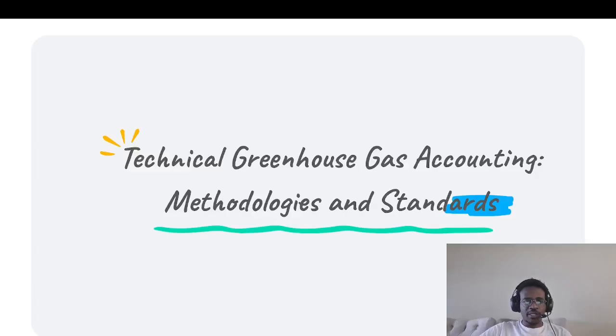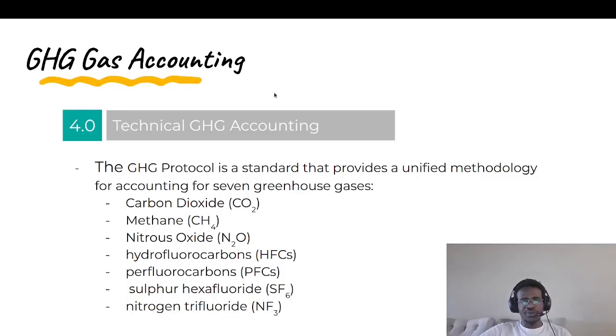Well, welcome to part 2, and this is technical greenhouse gas accounting. So we look at methodologies and standards. When talking about technical GHG accounting, we cannot talk about that without talking about the greenhouse gas protocol. And this is basically a standard that provides a unified methodology for accounting for 7 greenhouse gases. So like I said, carbon is the one that's known most, but there are 6 others.